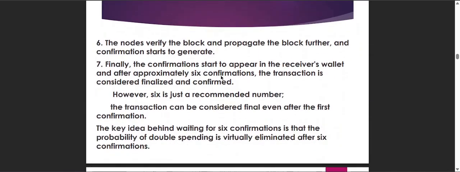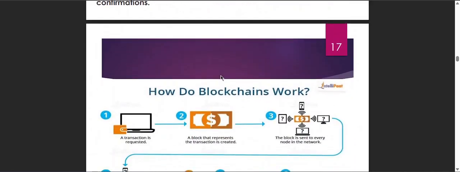Next, the nodes will verify each block that is propagated, and confirmations start to be generated. Okay. So finally, these confirmations start to appear in the receiver's wallet, and after approximately six confirmations, the transaction is completed and finalized as a confirmed one. However, six is just a recommended number. The transaction can be considered final even after the first confirmation. The key idea behind waiting for six confirmations is that the probability of double spending is virtually eliminated after six confirmations.